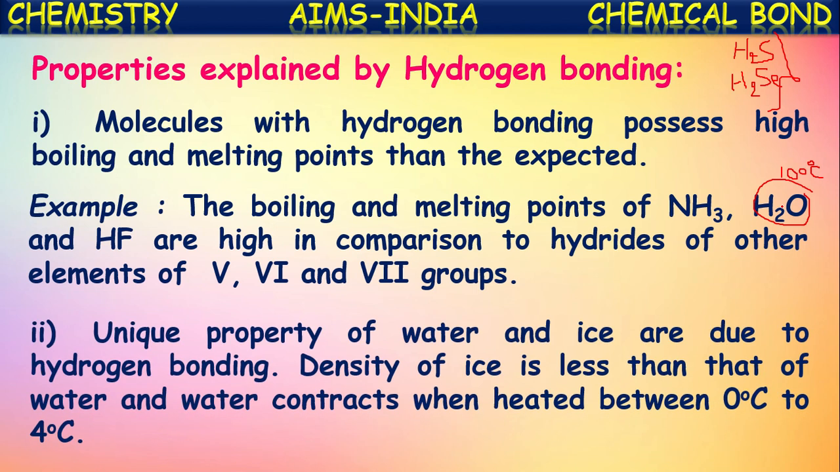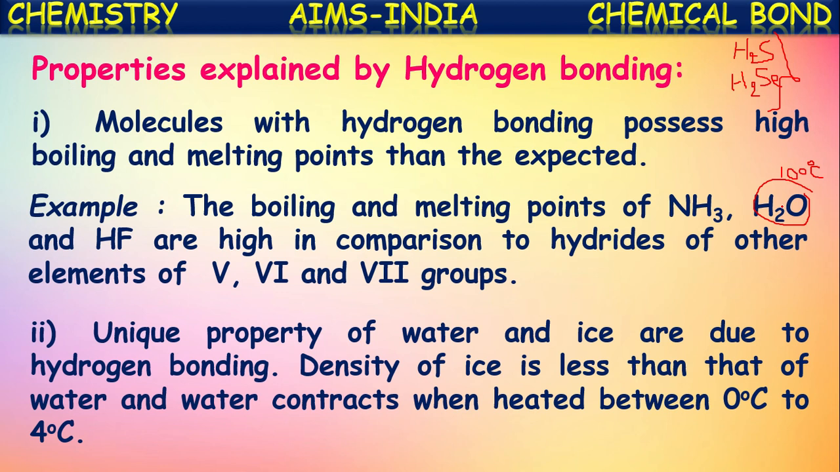Next, a unique property of water. That is because of this hydrogen bonding. What is the unique property of water? It is ice. Water and ice are due to hydrogen bonding. The density of ice is less than that of water. So even though ice is very heavy, it is less dense than water. That's why it floats on water.